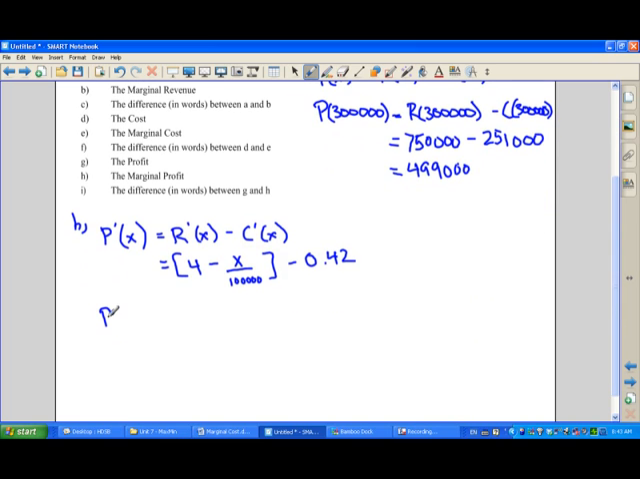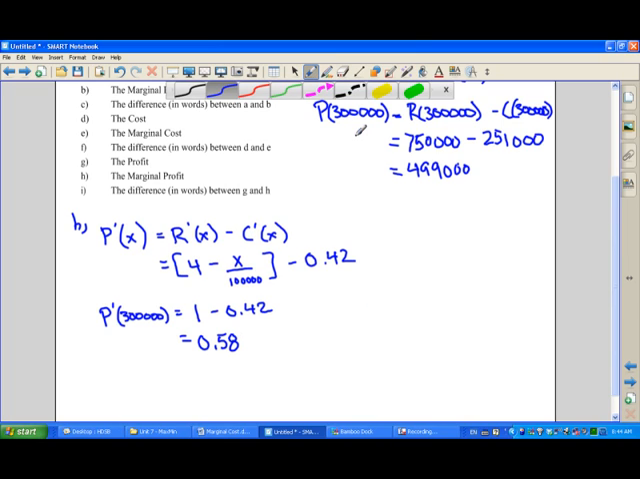If we're finding the marginal profit at 300,000 units, we're finding the marginal revenue minus the marginal cost at 300,000 units. That worked out to $1 minus 42 cents, or 0.58. So our marginal profit at 300,000 units is 58 cents.